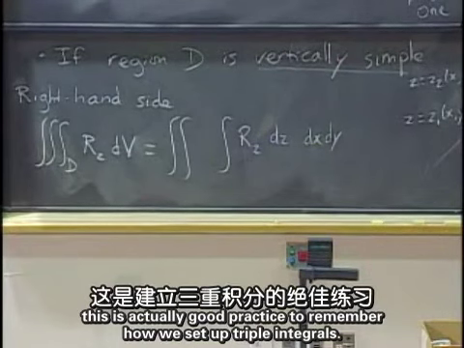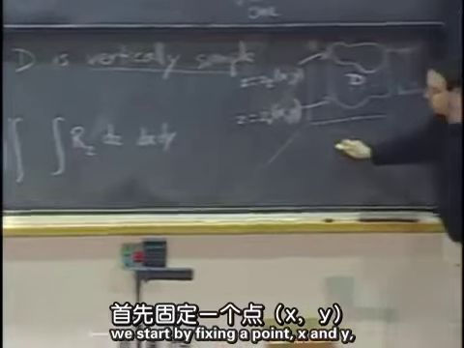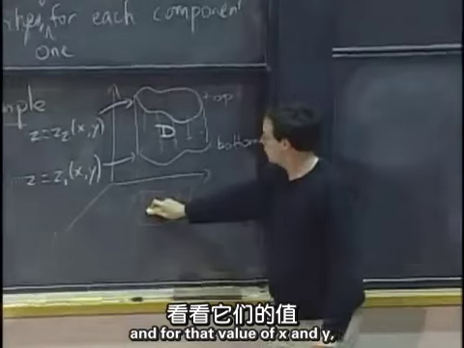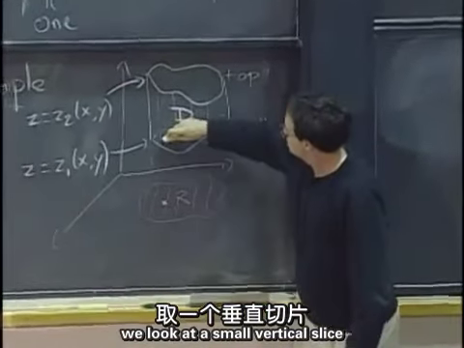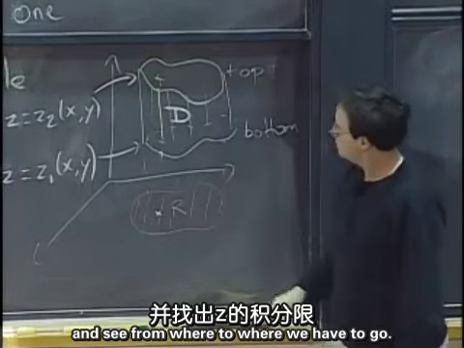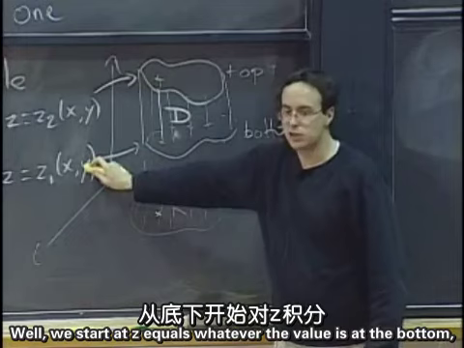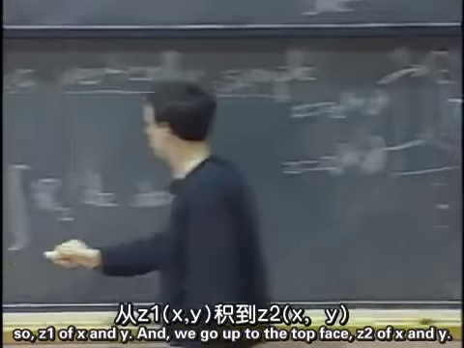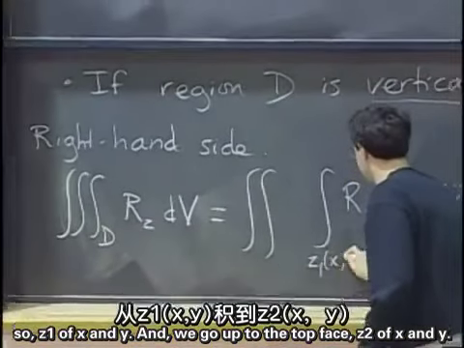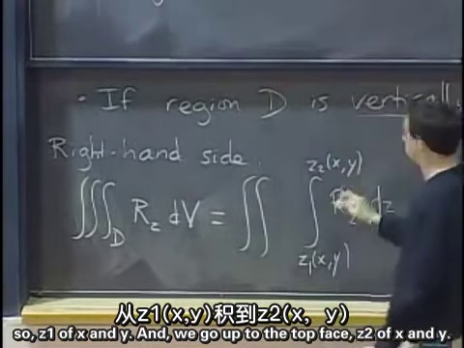See, this is actually good practice to remember how we set up triple integrals. So remember, when we integrate first over z, we start by fixing a point x and y, and for that value of x and y, we look at a small vertical slice and see from where to where we have to go. Well, we start at z equals whatever the value is at the bottom, so z1 of x and y, and we go up to the top face, z2 of x and y.